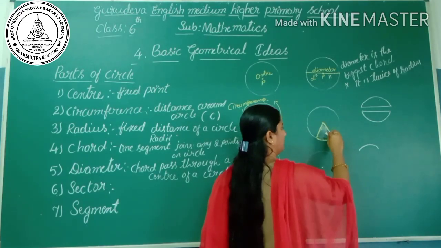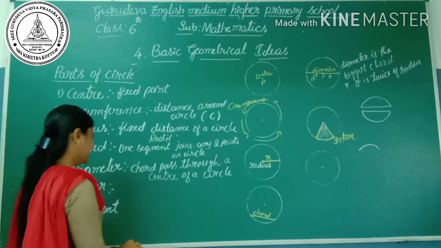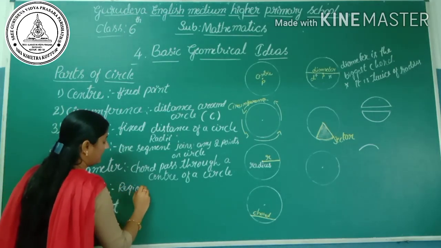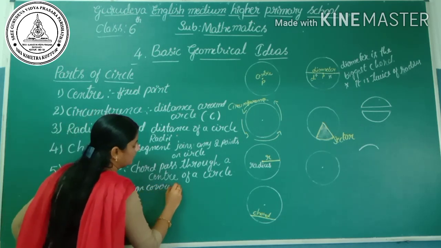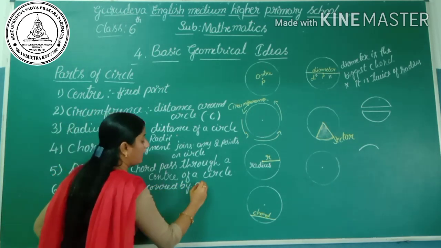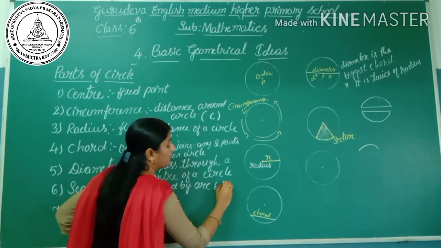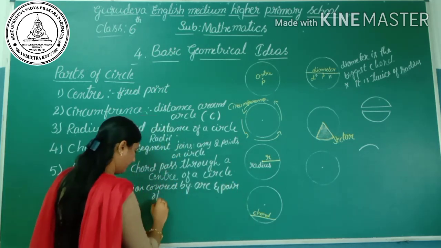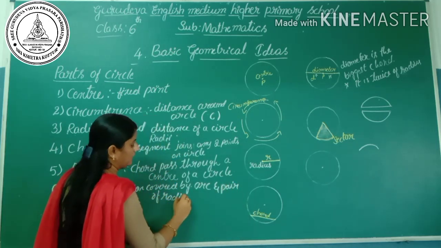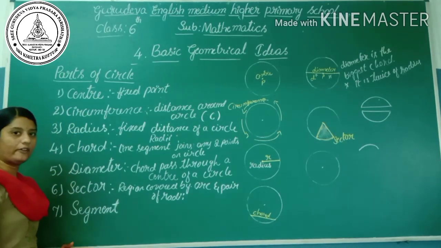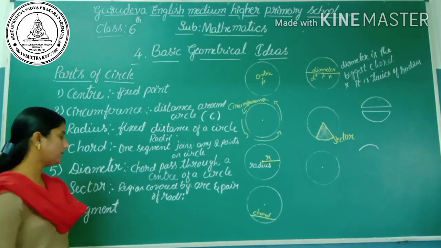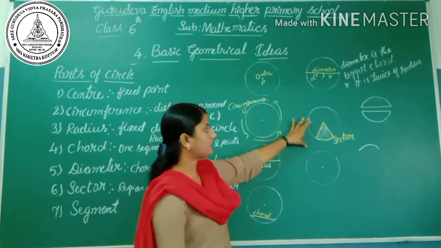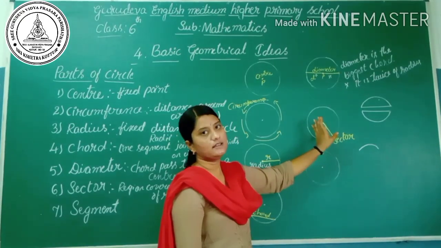Right? The region covered by an arc and a pair of radii is called the sector of a circle. Yes. And we can say that the sector is the interior part of the circle, right?